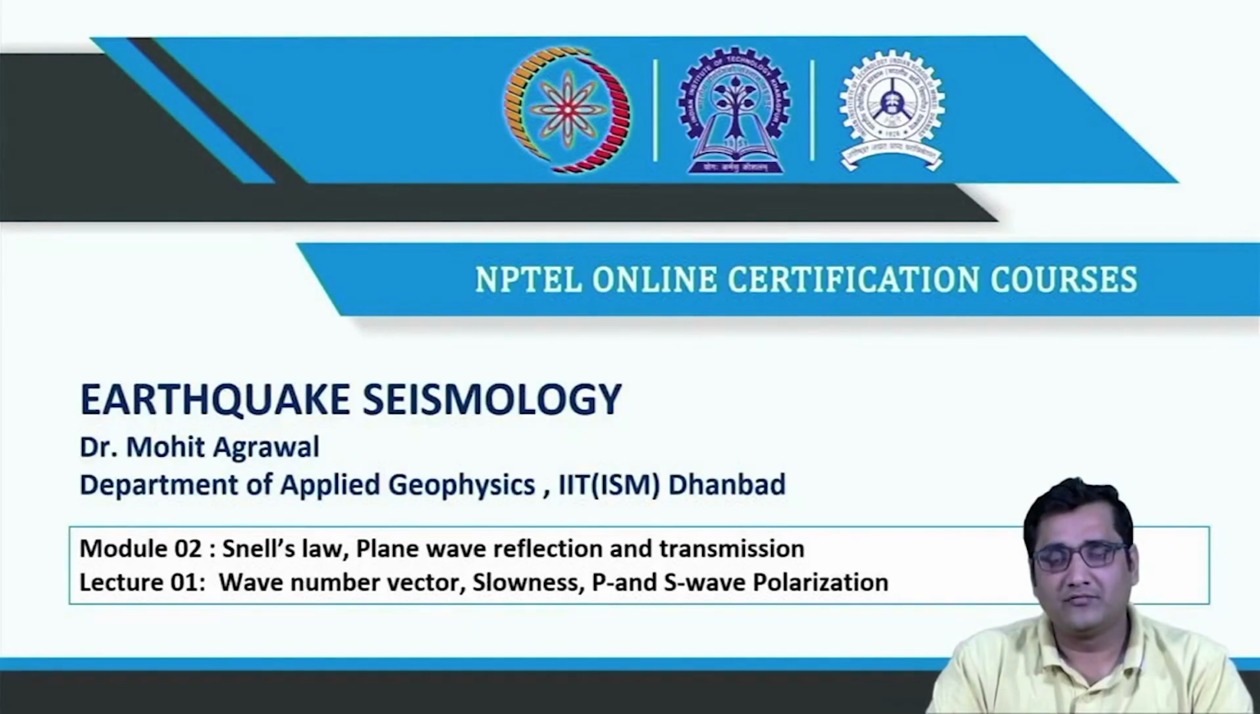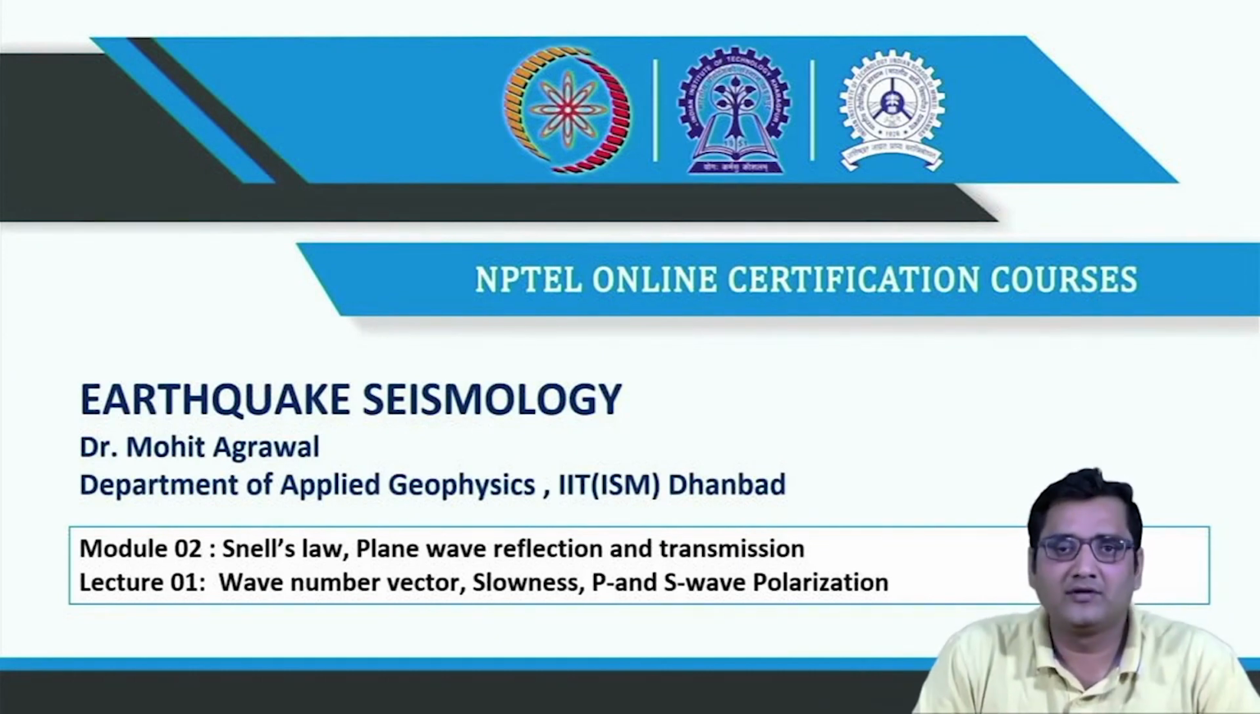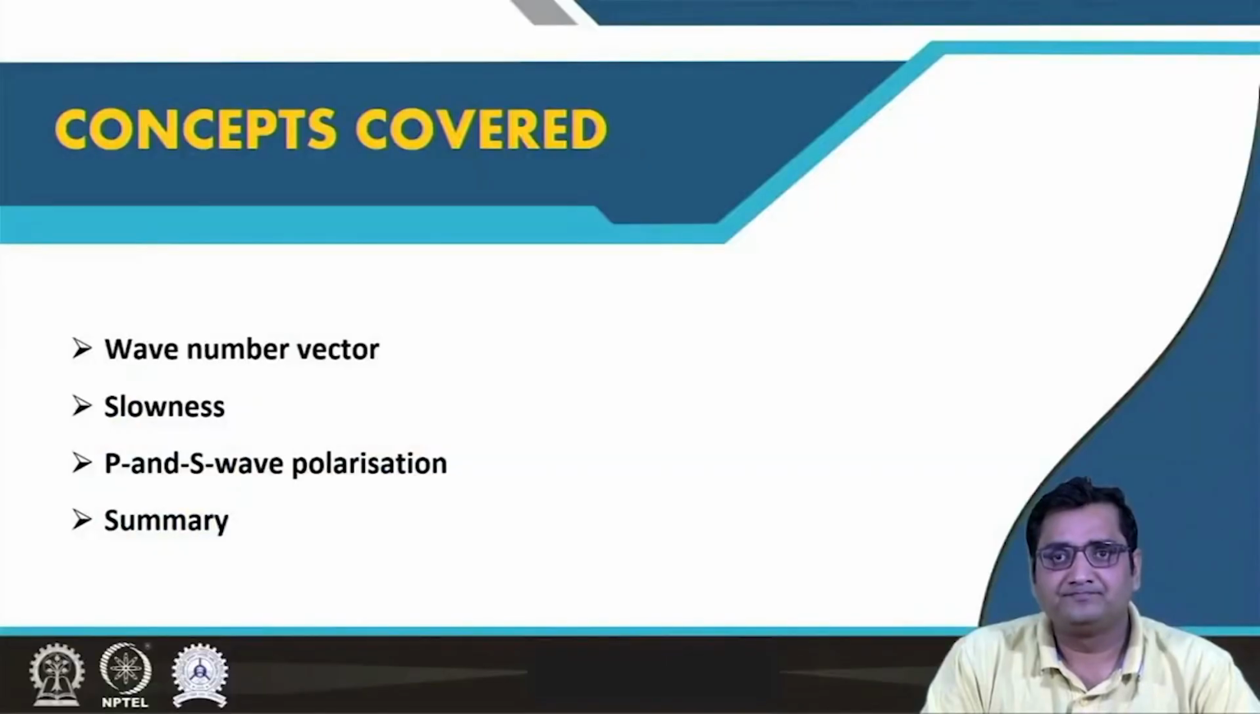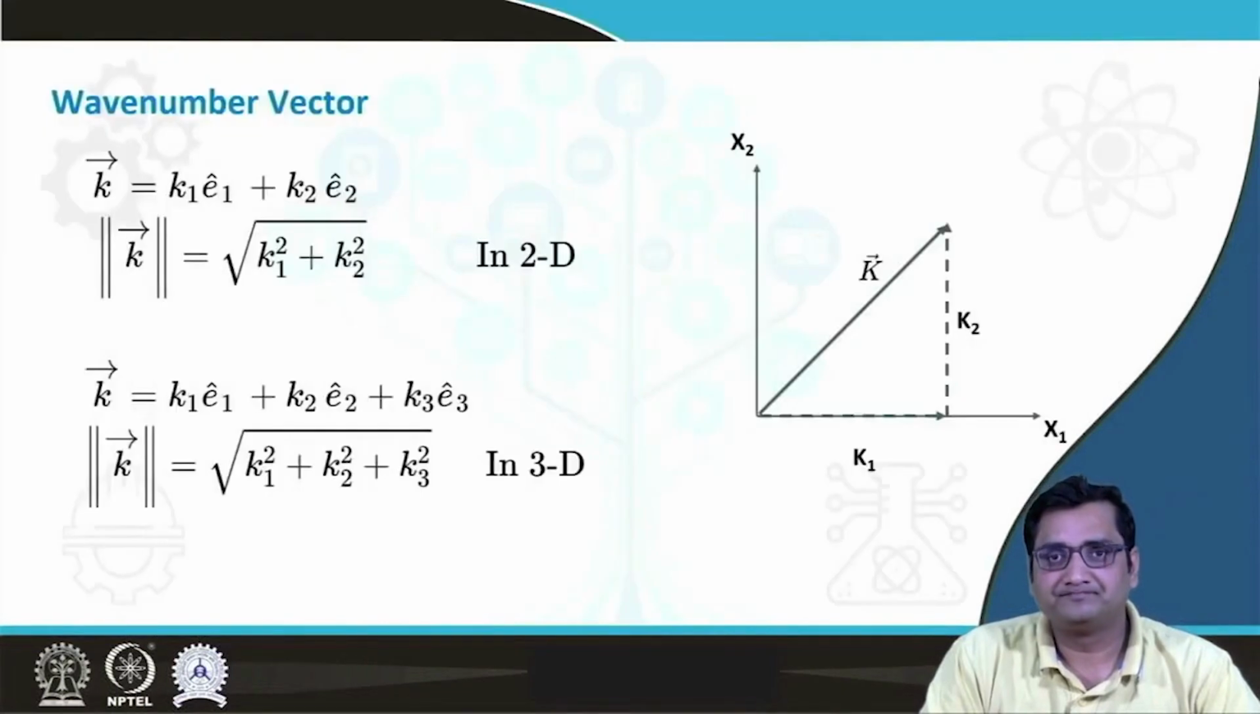Hello everyone, welcome to the second module of the NPTEL course on earthquake seismology. Today we are having lecture 1 of module 2. In this lecture we will be talking about the wave number vector, slowness vector, P and S wave polarization. So the concepts that we are going to cover today will be the wave number vector, slowness vector, P and S wave polarization, and then we will provide a summarized form of today's lecture.